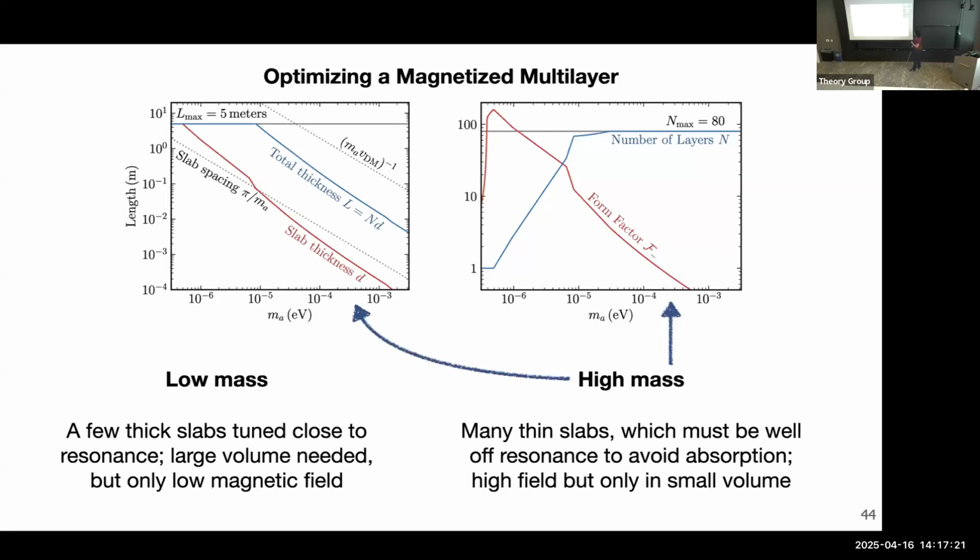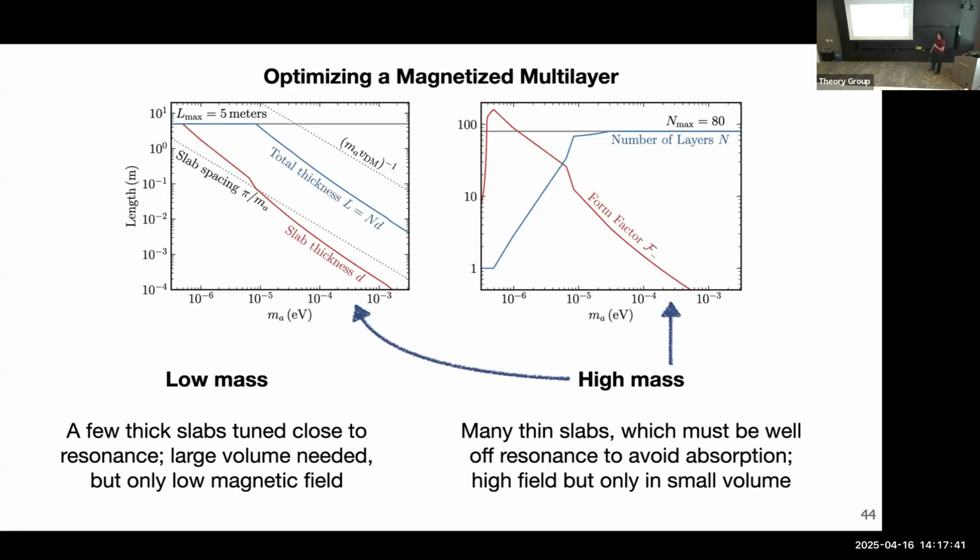Now the quality factor is still affecting how many slabs you can have. Here, this is detuned enough that you can have 80 layers. And you also need a high field. So at the edge of here, we need 10 Tesla, here we need 1 Tesla. But the volume you need that field in is very, very small, because here the length is only about a centimeter for the whole thing.